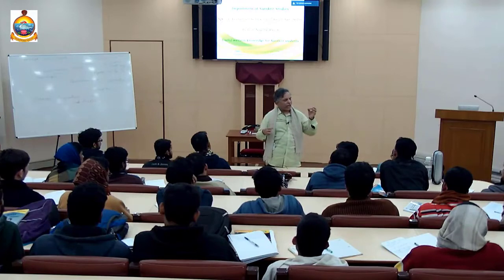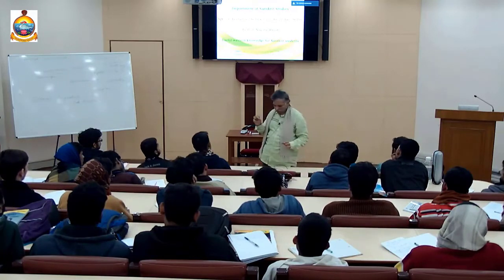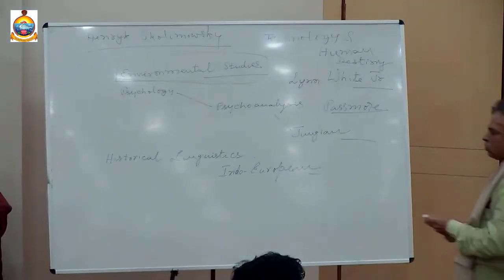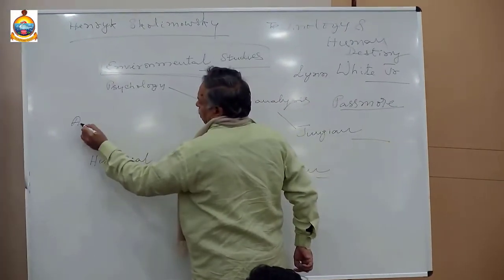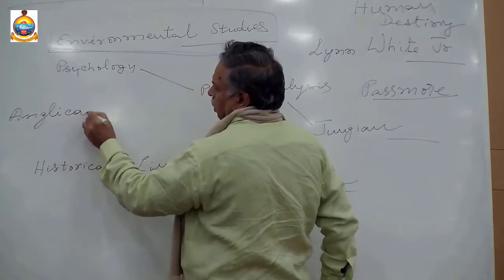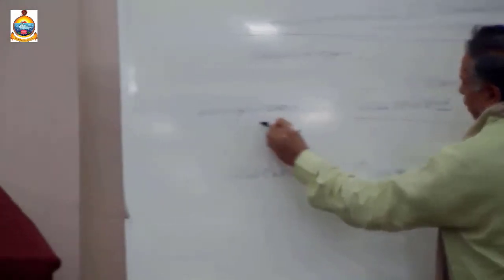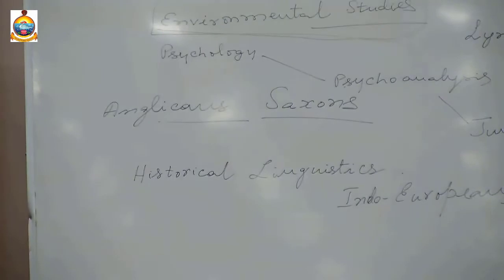Originally, there were two tribes called Anglicans and Saxons. You want to make a note of these words? Anglicans and Saxons. These two are two different tribes. In the beginning, they fought among themselves. Later, they merged with each other. They got assimilated with each other. A combined tribe got formed that was called Anglo-Saxon tribe.